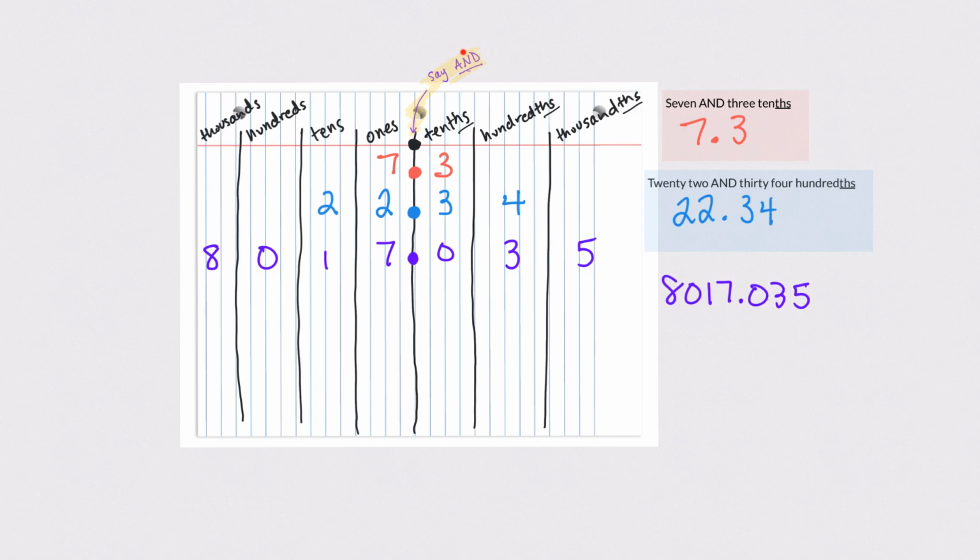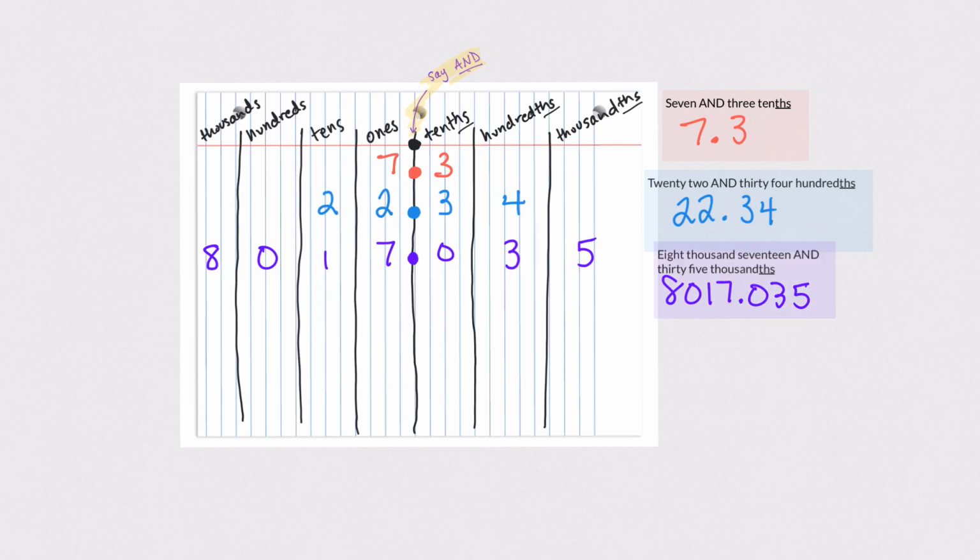Oh yeah, we say and. So we have 8017 and then we read everything over here. Now when you're reading this number right here, you would not read this as 035. You would just read this as 35. So if we put this together, we have 8017 and 35, and then we look up here, thousandths. It ended in the thousandths place, so that's what we say. That's our very last word that we say. So put it together, 8017 and 35 thousandths.